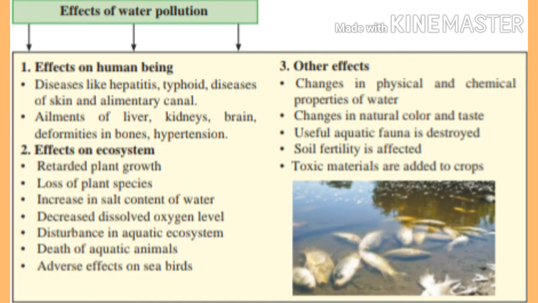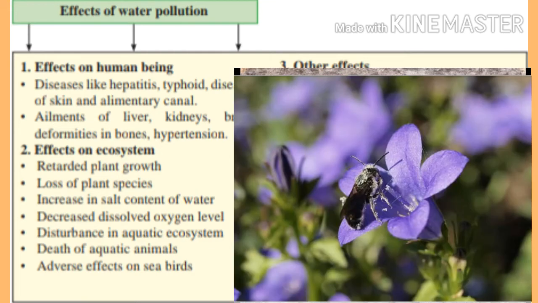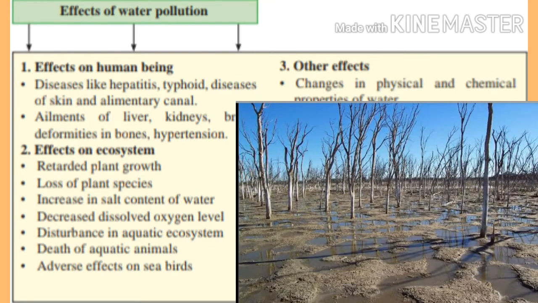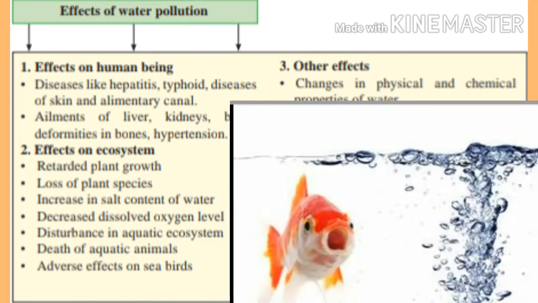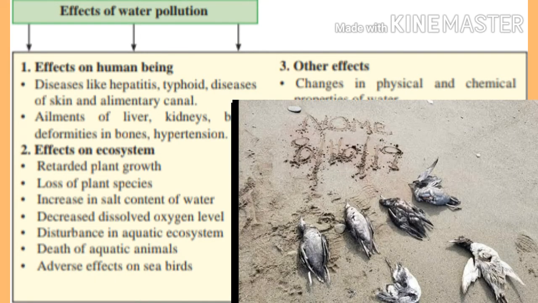Second point, effects on ecosystem. Retarded plant growth. Plant growth will stop. Loss of plant species, increase in salt content of water, decreased dissolved oxygen level, disturbance in aquatic ecosystem, death of aquatic animals, adverse effects on sea birds.